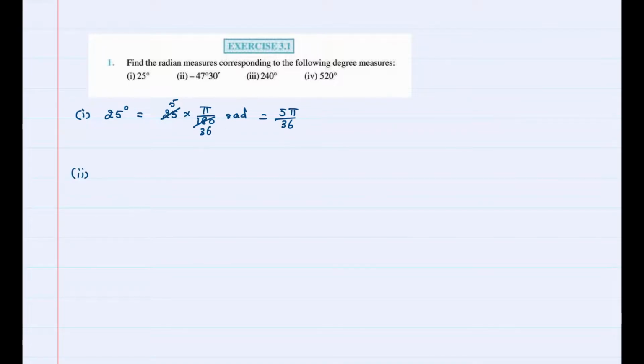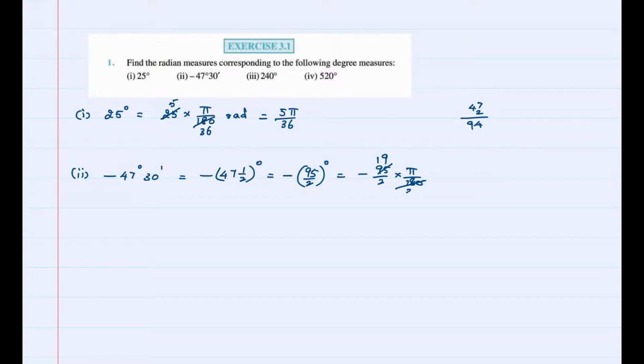The second subdivision, minus 47 degrees 30 minutes, which can be written as minus 47.5 degrees. 47 times 2, 94, and plus 1, 95 upon 2 degrees. To convert degrees into radians, multiply by pi upon 180. We can cancel 5, 19 times, here 36 times. The answer is negative 19 pi over 2 times 36, which is 72 radians.